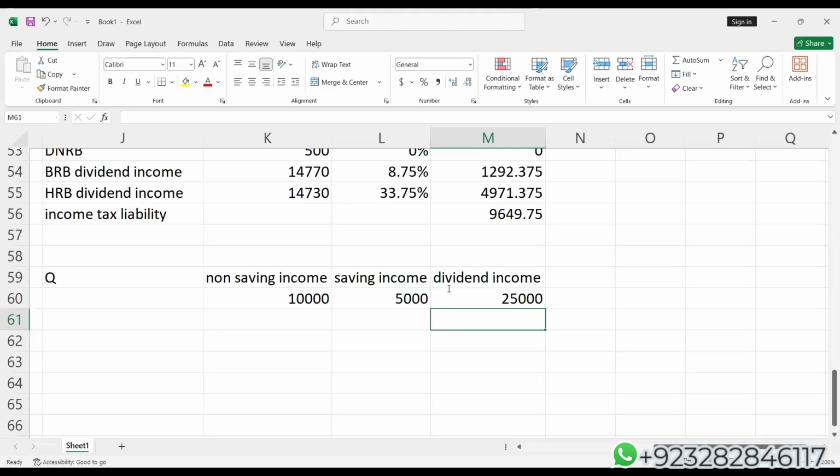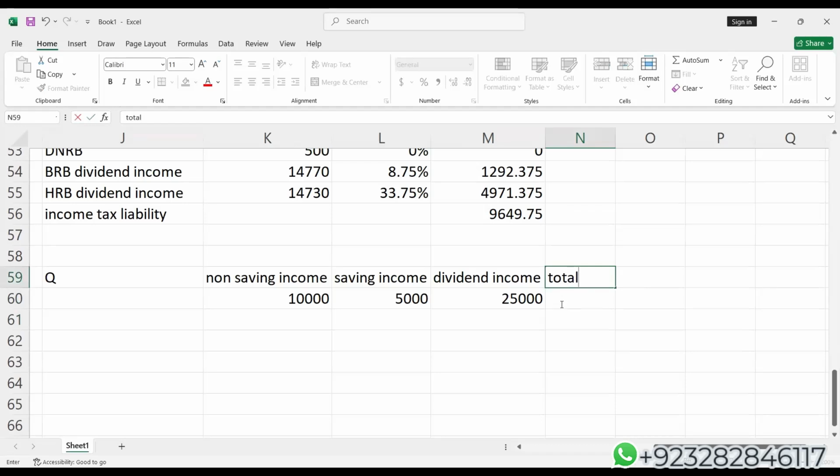So students, I'm giving you 3 minutes. Okay, let's take 5 minutes to attempt this. But I really want everyone to attempt this. Okay, let's see what income tax liability comes. I'm just adding one more column. Total.